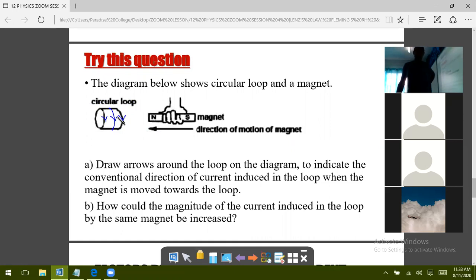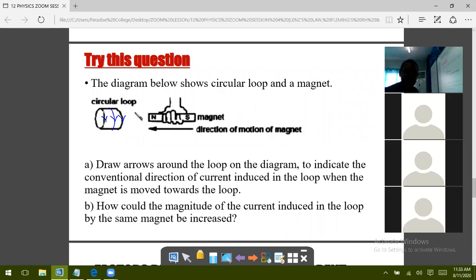All right, this is the current direction. The second part, B. How could the magnitude of the current induced in a loop by the same magnet be increased? How can we increase that? More coils. Increase the number of coils. But the loop is going to be just the way it is. What else can you do to increase that? Increase the number of coils. Increase the voltage of current.